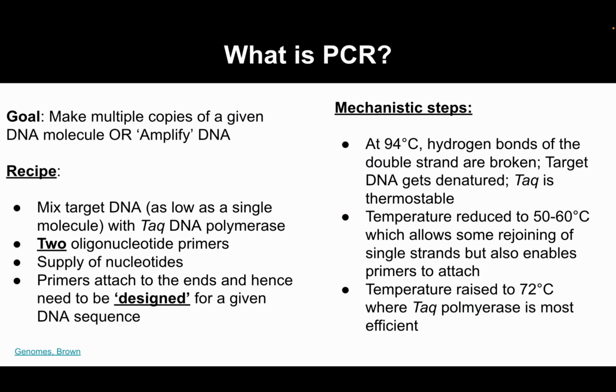Mechanistically, what is happening is that at 94 degrees Celsius, the hydrogen bonds of the double strand are broken. Your target DNA gets denatured, and Taq is the name of the polymerase. The innovation here was, do you find anything weird? DNA is denaturing, but nothing is happening to that enzyme. Why? Somebody said it. Okay, thermostable, right?